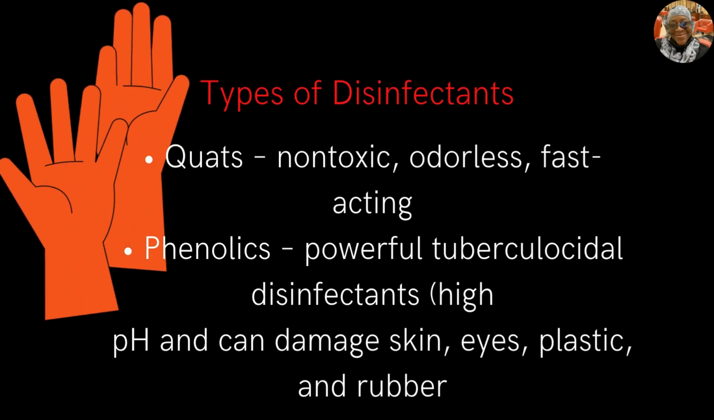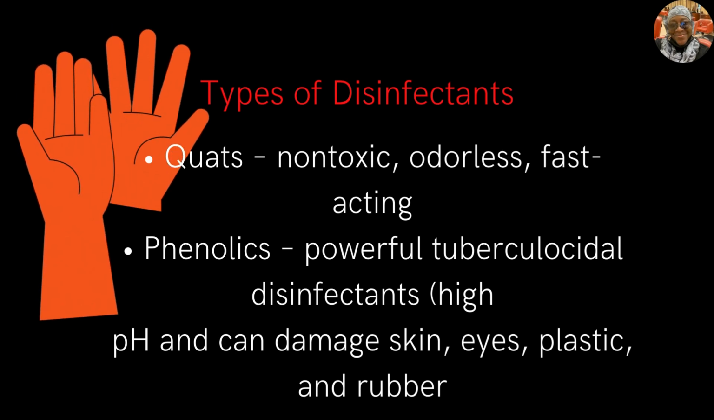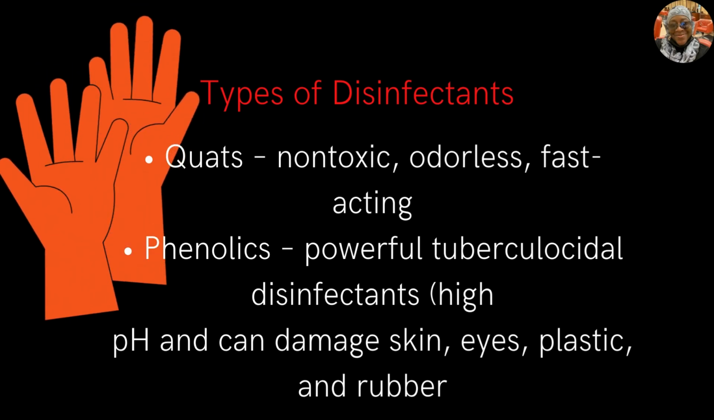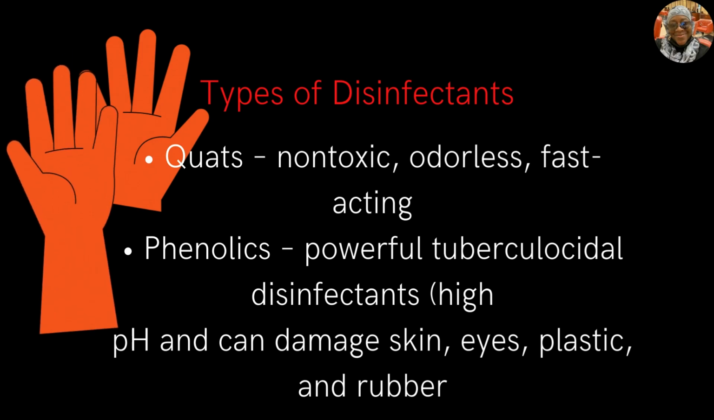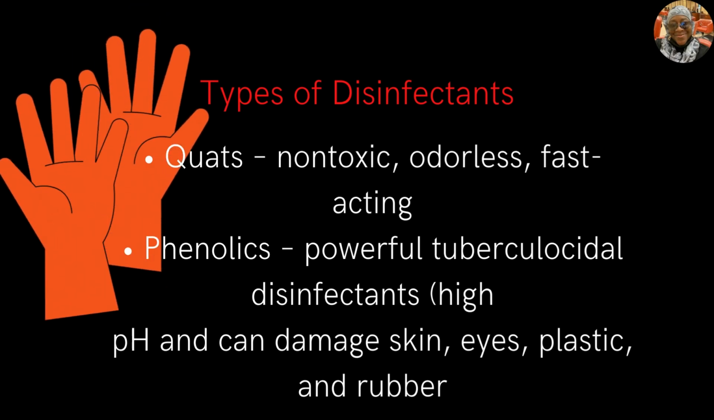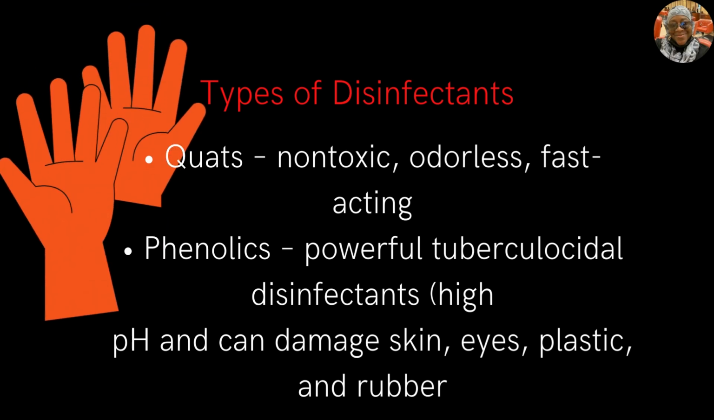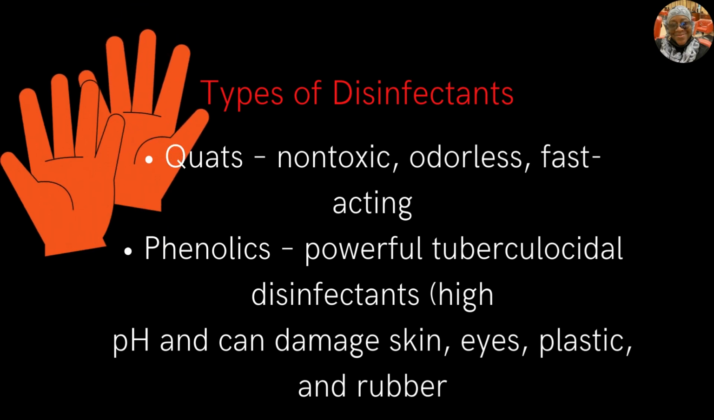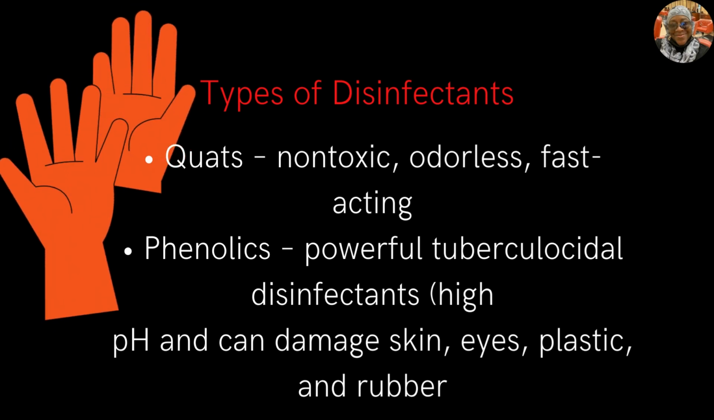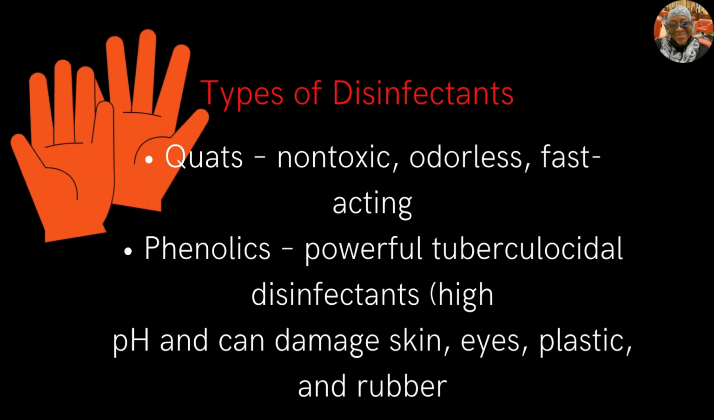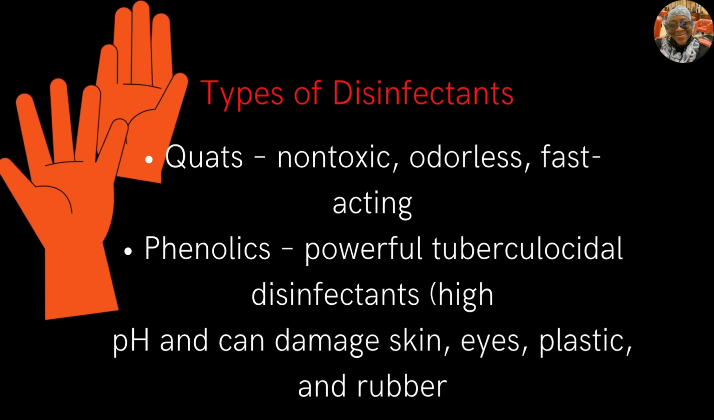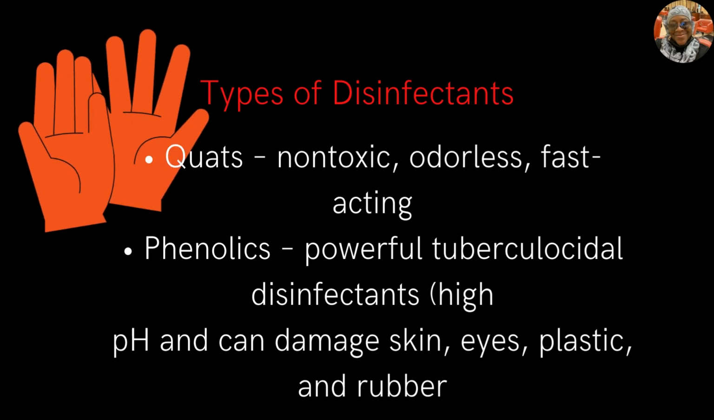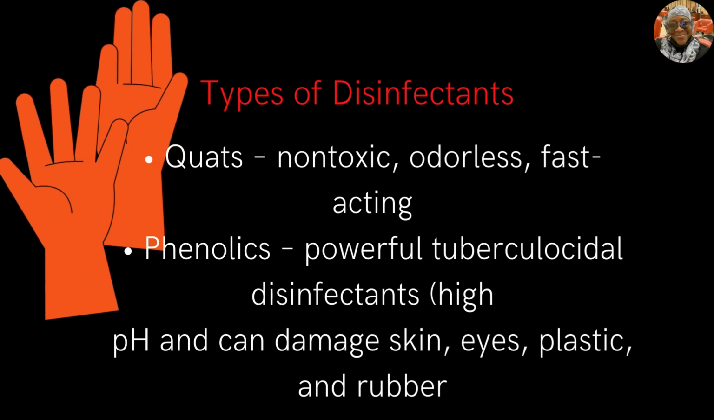Types of disinfectants. We have quats, which are non-toxic, odorless, fast-acting. We have phenolics, which are powerful tuberculocidal disinfectants. They have a high pH and can cause damage to the skin, eyes, and plastic. Those are not used as much as quats.